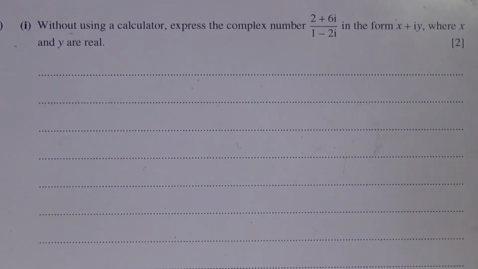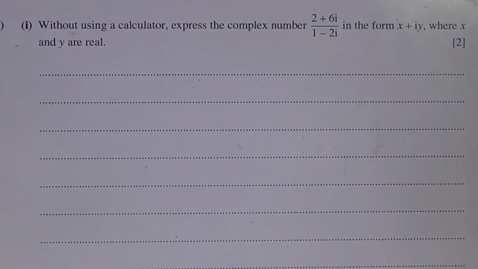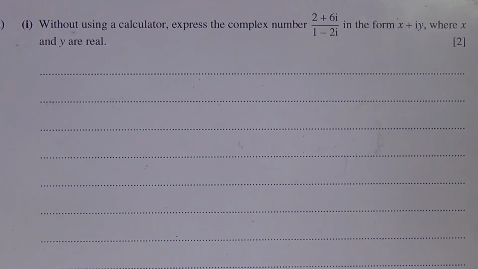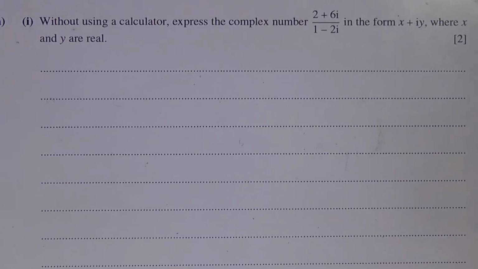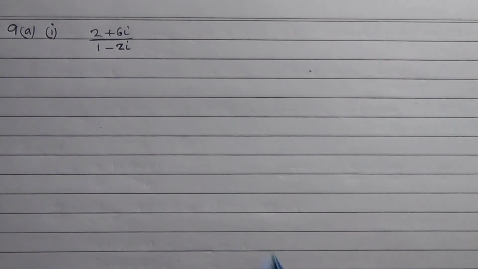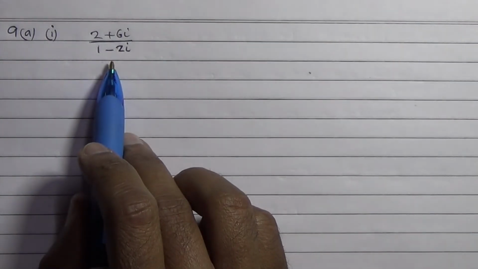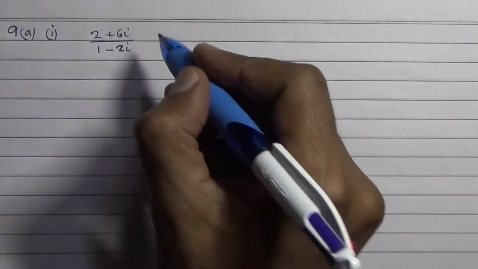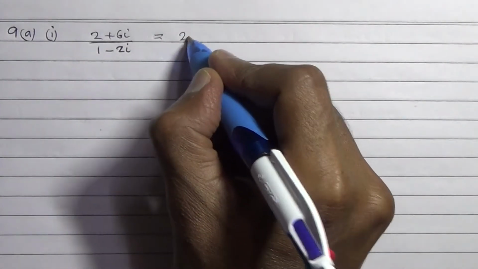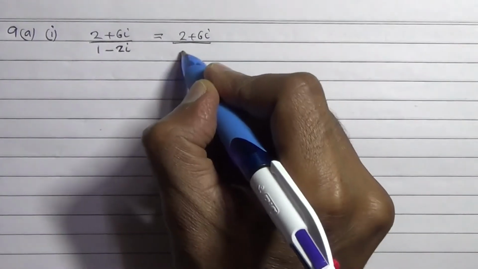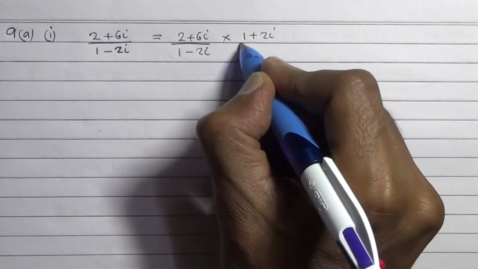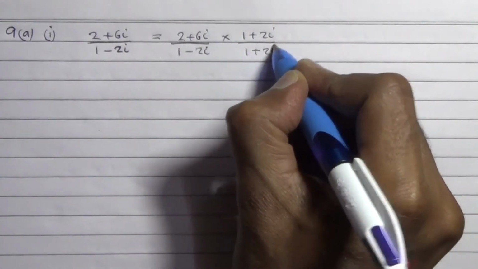Question number 9. Without using a calculator, express the complex number (2 + 6i)/(1 - 2i) in the form x + iy, where x and y are real. Now then, for this question, we're going to use the conjugate of the denominator to express this number in the form x + iy. So it is equal to (2 + 6i)/(1 - 2i) times the conjugate of the denominator, which is 1 + 2i, over 1 + 2i.